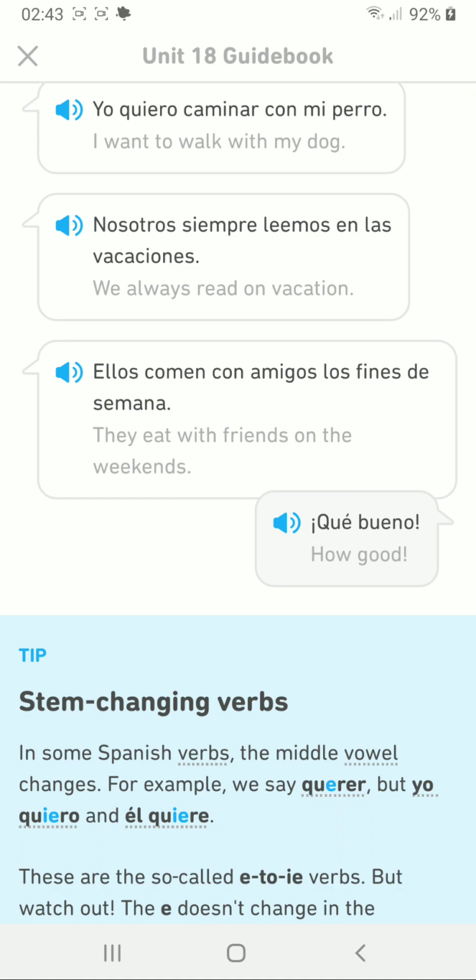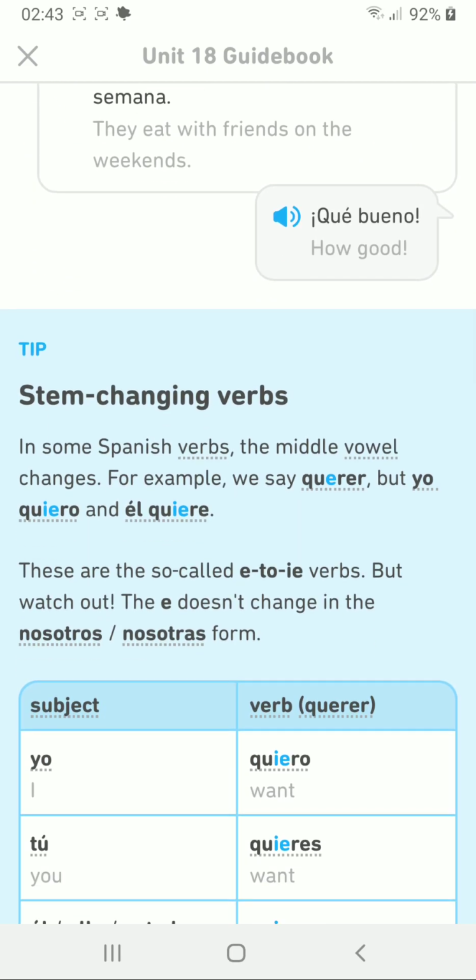You know this word, easy. Los fines de semana, on the weekends. The los is very important here. Because if you don't say los, it's not on. Qué bueno, how good.